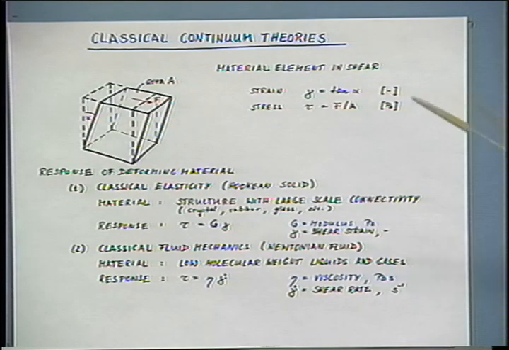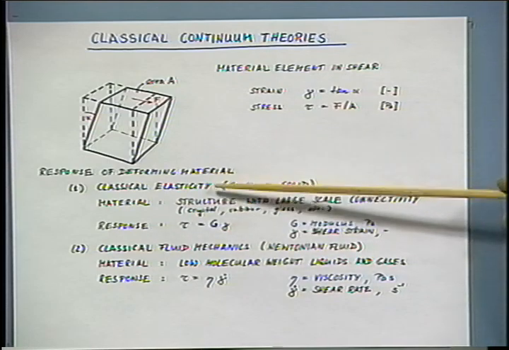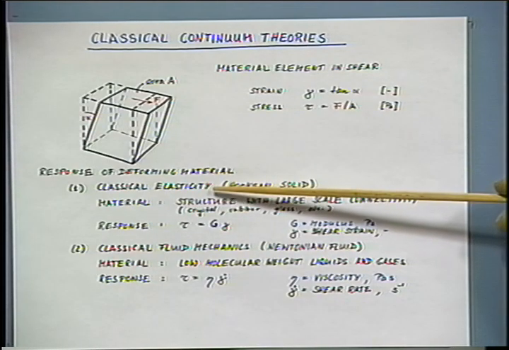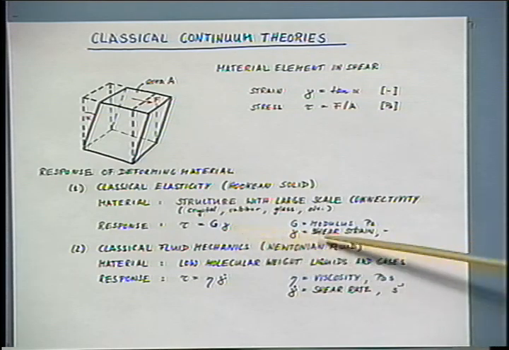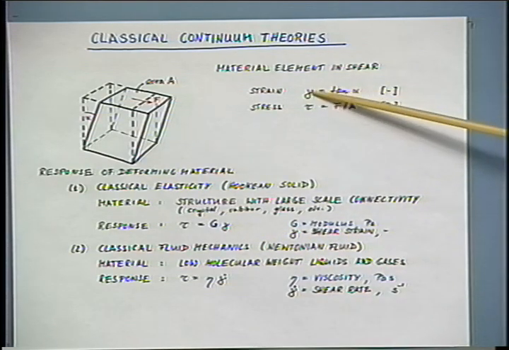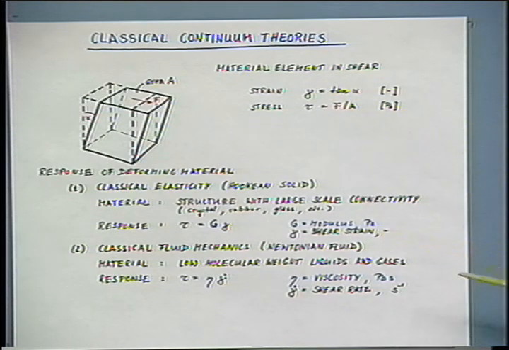So for the Hookean solid, for the material of classical elasticity, only one material parameter describes the behavior, and that's the modulus. That's all we need. And gamma is the shear strain. That's the same which was defined up here. I just repeated it to make it clear. The shear strain is dimensionless, and the modulus has the dimension of Pascal. Pascal is Newton per square meter.